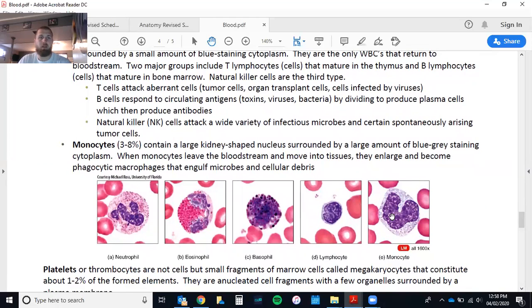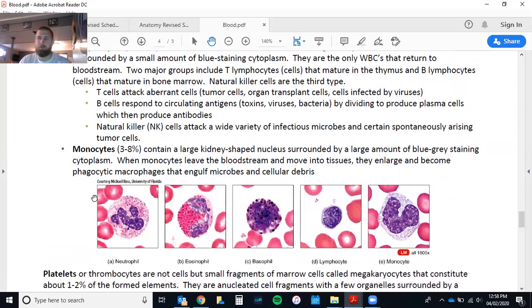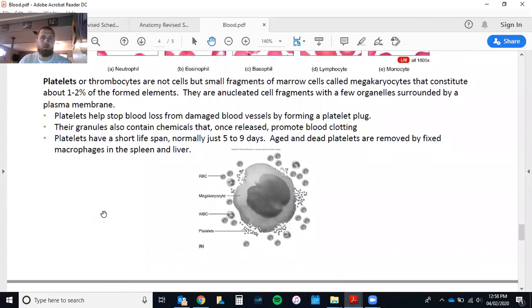These are the cells that enlarge once they've left the bloodstream and become macrophages, one of the other major types of Pac-Men in our body. Macrophages, I mentioned on the previous slide, are cells that can undergo phagocytosis, where they engulf microbes and cell debris. Okay, at the bottom of the page here, our last formed elements are platelets.